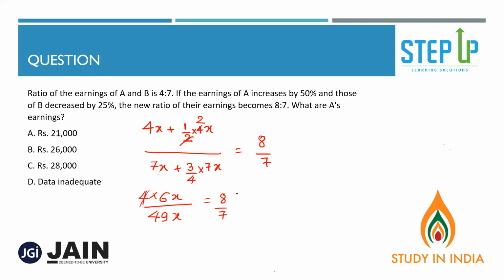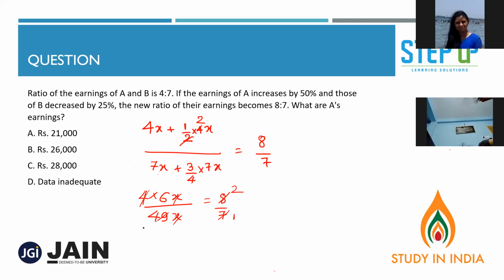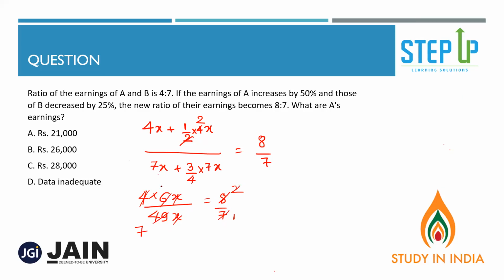So 4, 1, 4, 2, this will get cancelled. Everything is getting cancelled. 7, 1, 7, 7, 49, 2, 1, 2, 3. Yeah, one way to look at the answer is that A's earning has to be a multiple of 4. So only one option which satisfies is 28,000. Right? Okay, do one thing. Take A's salary as 40 and B's salary as 70. Are you getting some answer?